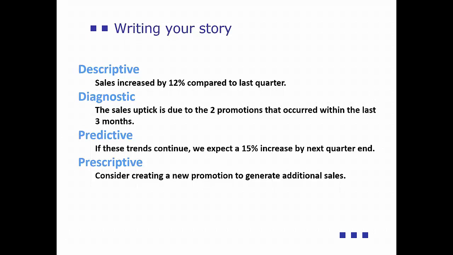You also have diagnostic. Why is this happening? We always want to know the reason why we had a decrease in sales or why we had an increase in sales. Wordsmith can take that data from the dashboard and provide that information. We also use predictive. What happens if these trends continue? If things don't change, will they be a good effect or a bad effect?